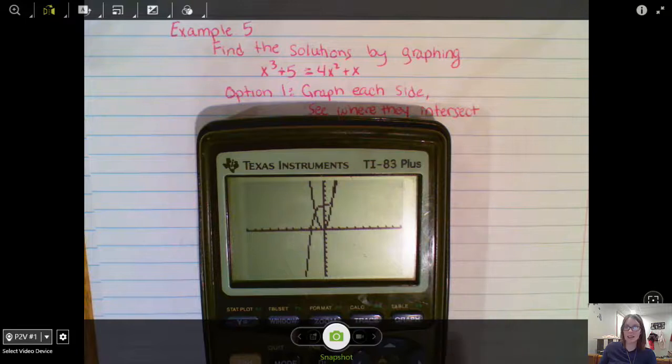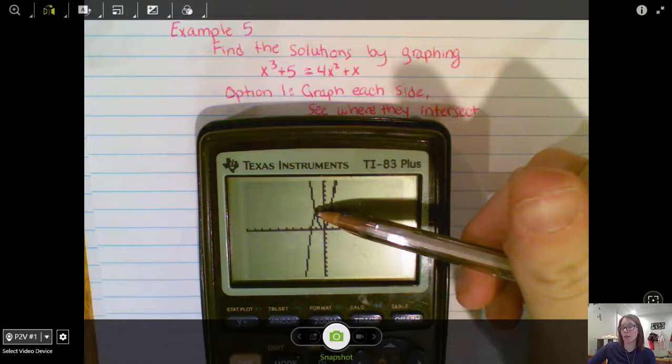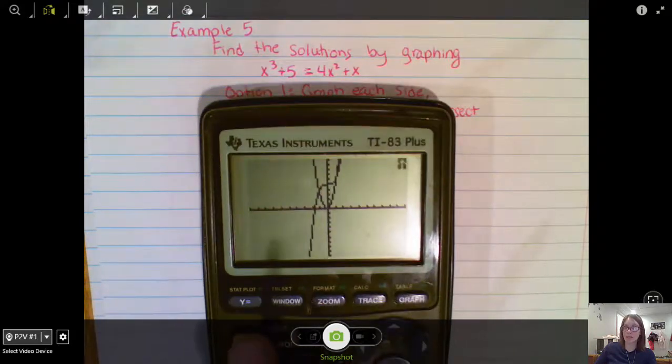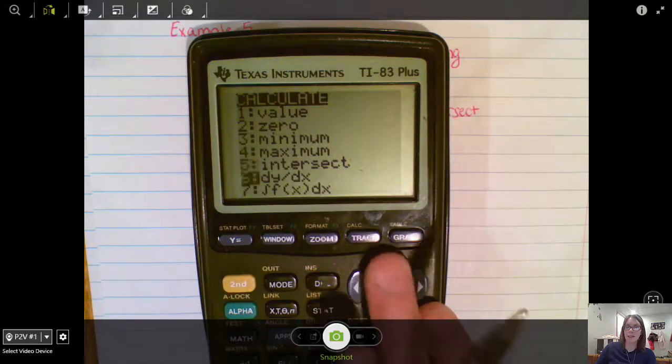Okay. Now it's kind of hard to tell here how many times these actually intersect in our window. It looks like there's 2 times, and our calculator can kind of do that work for us too, to find if there actually are 2 or if there's just 1. But once we get our equations graphed, I see for sure I have an intersection point here. To find out what that is, we'll go to Second Calc, down to Intersect.